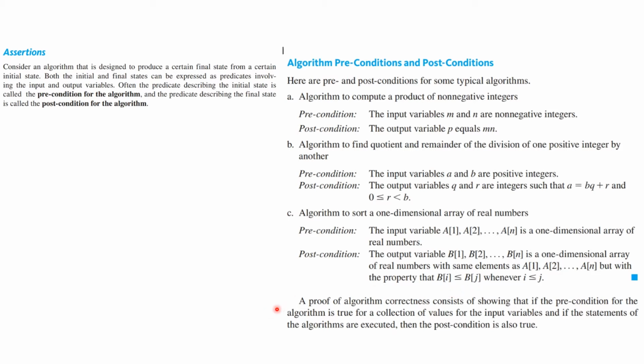Now, a proof of an algorithm's correctness consists of showing that if the precondition for the algorithm is true, and if the statements of the algorithm are executed, then the postcondition is also true. So you see it's if this and this, then this. It's logic.